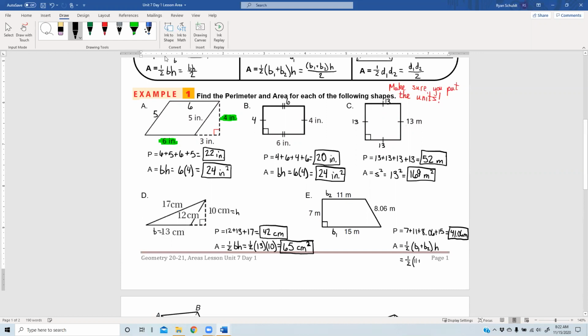So 11 plus 15. And then my height is the one that goes straight up and down on my 7. So this means area equals, if I multiply all of this together, I'll get 91 meters squared.